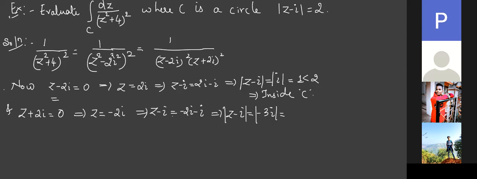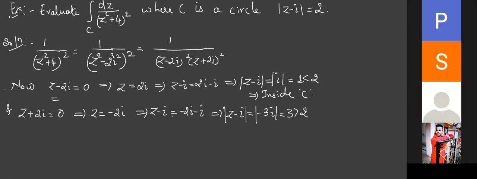9. But it is under the root, no? What is root of 9? 3. So this is 3. Now compare 3 with 2. 3 is less than 2, no? It is greater than. Good. So it is greater means what? The point is outside C, outside the curve. So what is the advantage of checking this, I'll just tell you here.